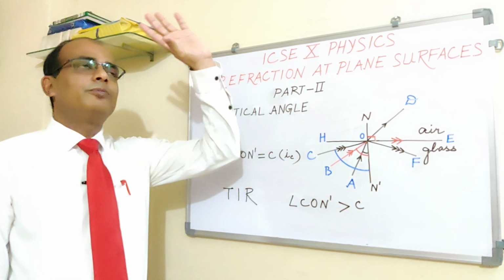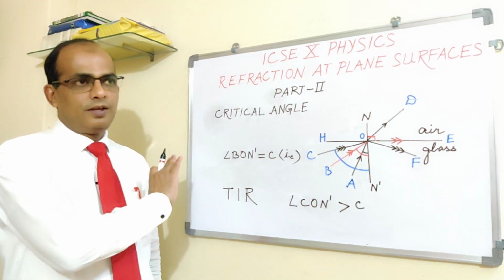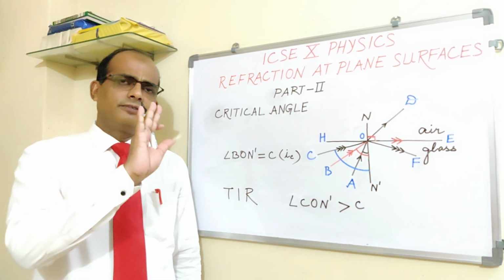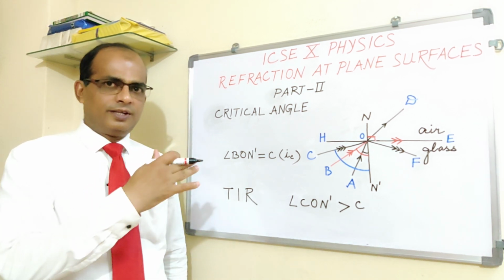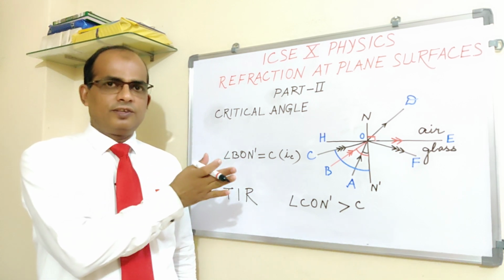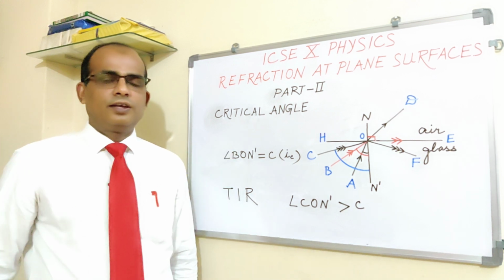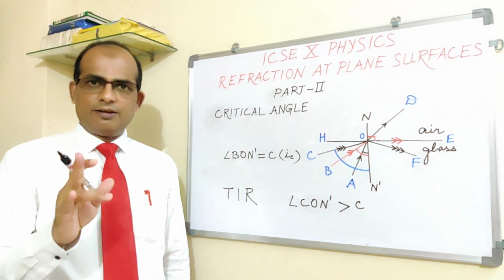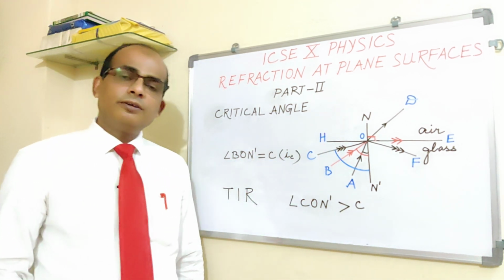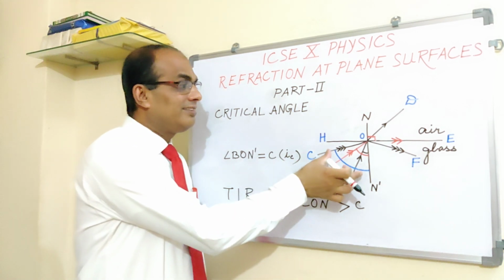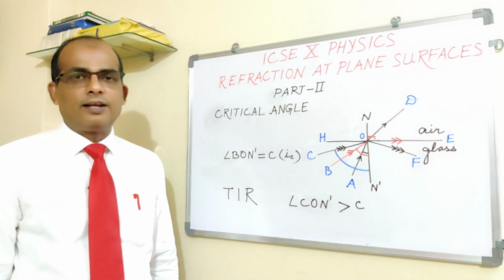Alright? So the concept should be clear. There are two mediums. The ray is traveling. Imagine, there are two mediums, the denser medium and rarer medium. The rays are traveling like this. Gradually the angle of incidence increases. And now in a particular case, this happens. Alright. So once again I am repeating the conditions for TIR. First, the ray should travel from denser medium to rarer medium. Second, the angle of incidence in the denser medium should be greater than the critical angle.